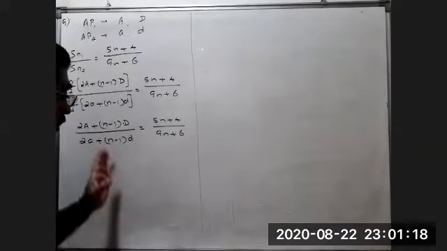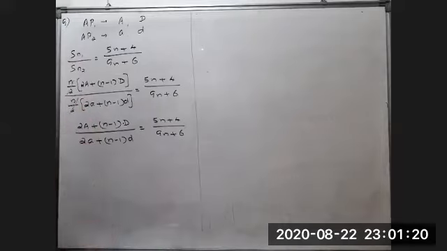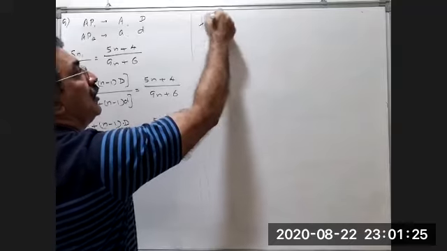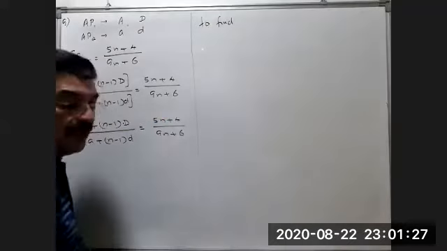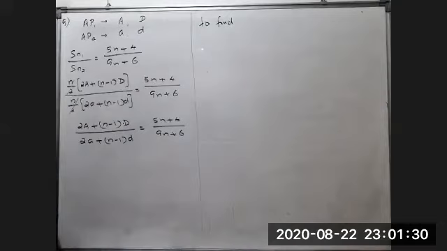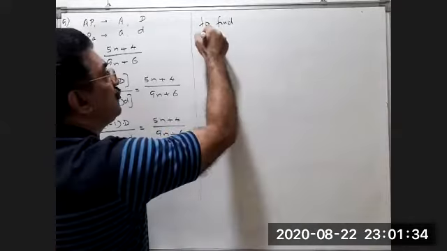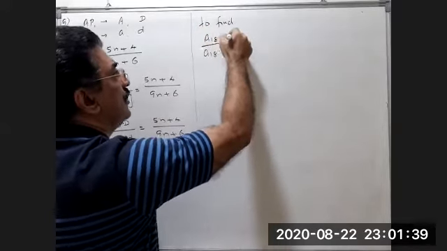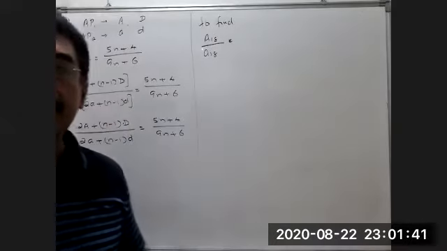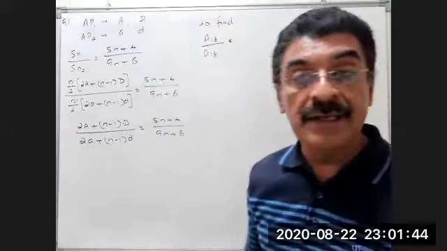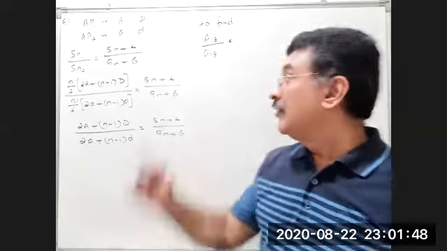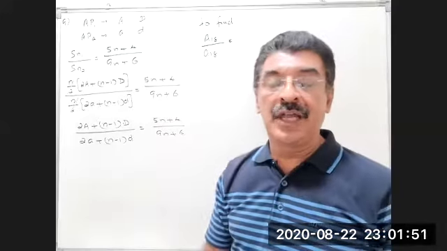Now we reach this one. Actually, what we need to find, don't do it now, just see this one. We need to find the ratio of the 18th terms. So our aim is to find capital A18 by small a18. This capital A18 stands for the 18th term of AP1. Small a18 stands for the 18th term of AP2.